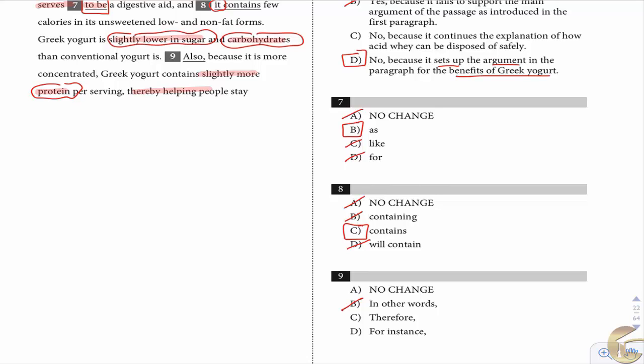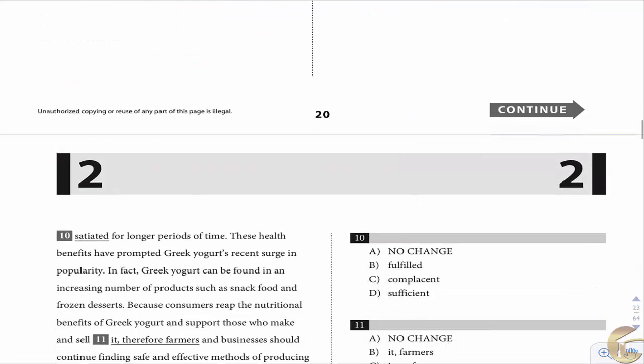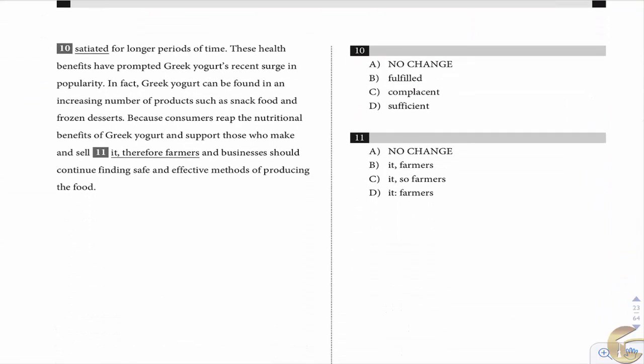Therefore is more of a cause and effect, which this is not a cause and effect. And for instance would be if I had a generality and then I want to give specific examples after that general statement. Well, I don't have a general statement before this sentence, so that doesn't seem to fit either. We are just adding additional information, and that's what number 9 does. So that brings us to number 10.